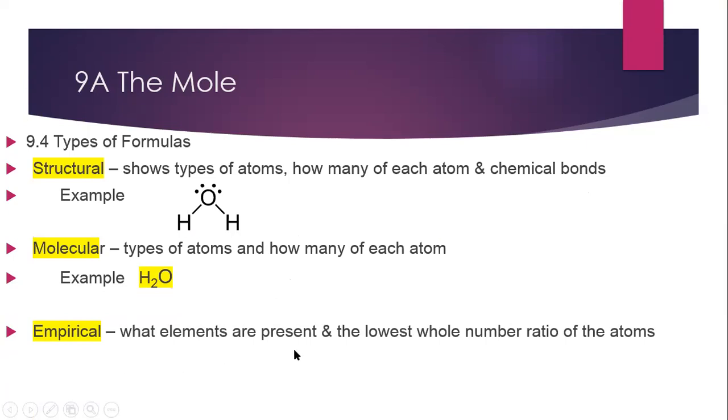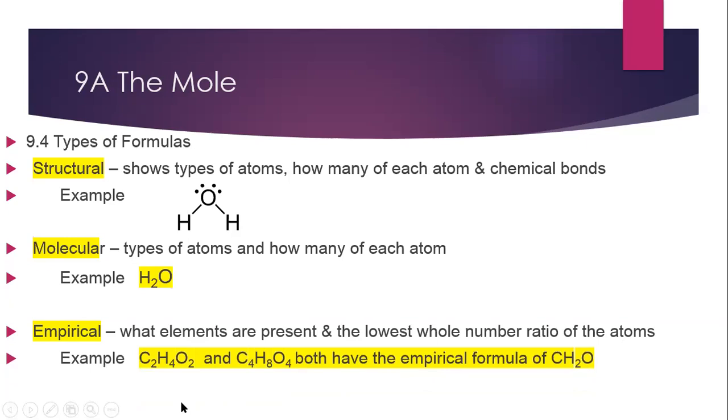It'll tell you what elements are present, and the lowest whole number ratio of the atoms. So for instance, we have a compound C2H4O2 and C4H8O4. This is only a double of that, but it's a different compound. But if I were to reduce the 2, 4, 2 down to the lowest ratio, this could reduce to a 1, this could reduce to a 2, and this could reduce to a 1. So 1, 2, 1.